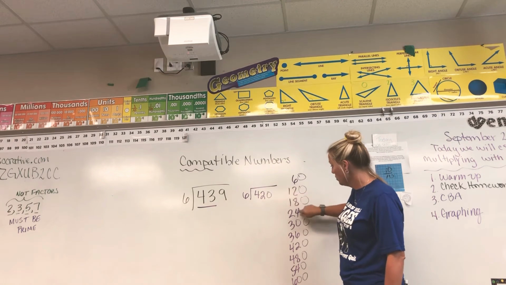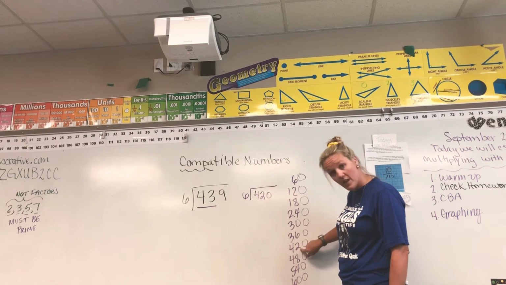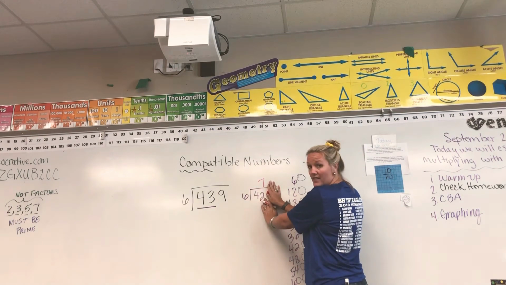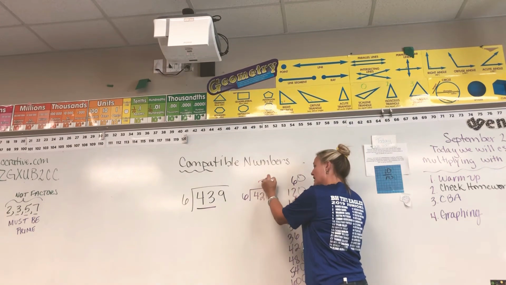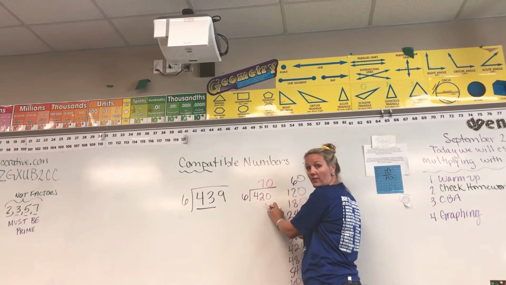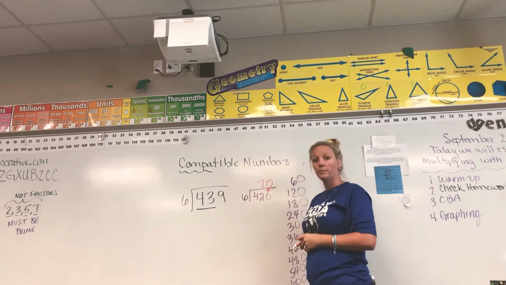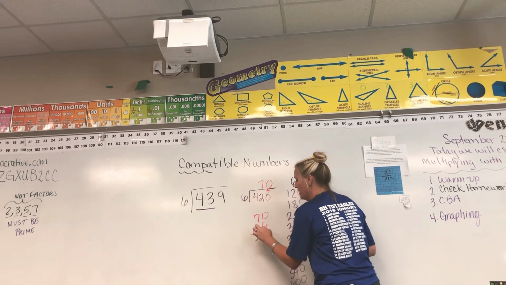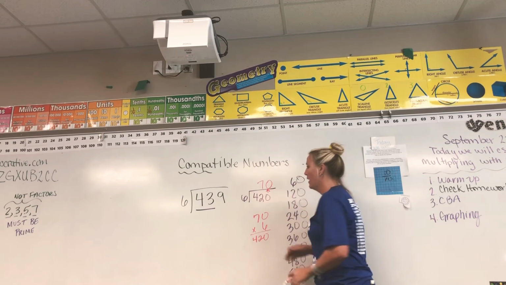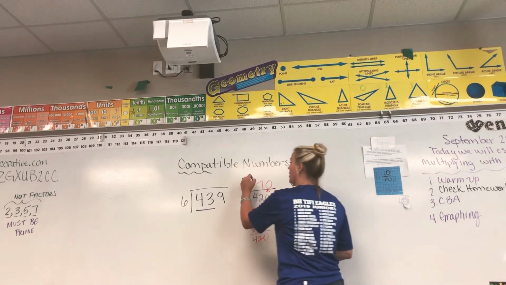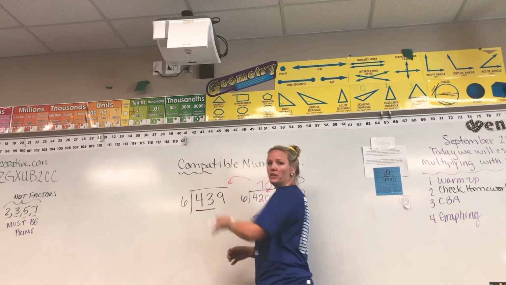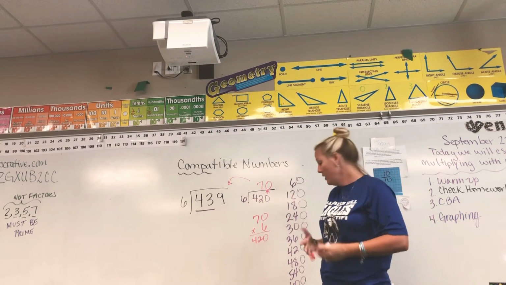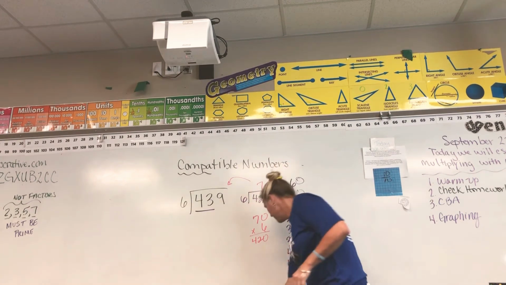6 times 1, 2, 3, 4, 5, 6, 7. 6 times 7. So if 6 times 7 is 42, then 6 times 70 will become 420. So if we have a 0 left in our quotient, we just bring it straight up, okay? And I can double check it. 70 times 6, 10, 6 times 7 is 42. Now, that's just an idea to help us to know that's what my quotient is going to be close to, okay? So again, that's compatible numbers. We're going to do one with a 2-digit number now.